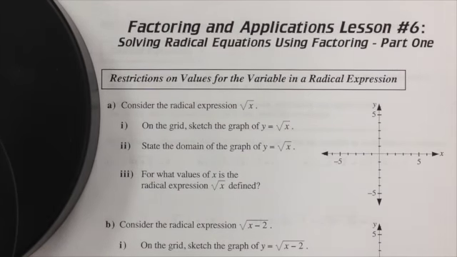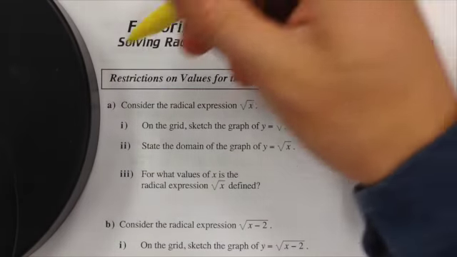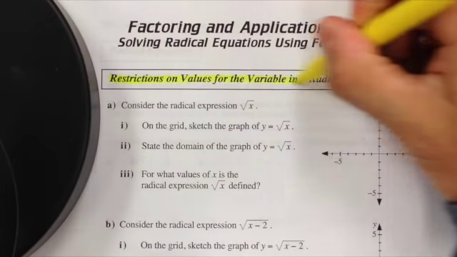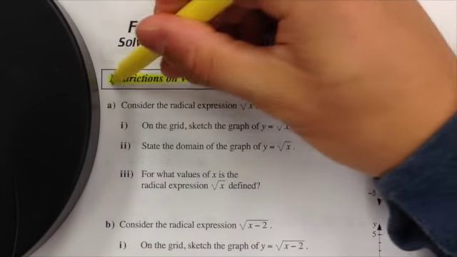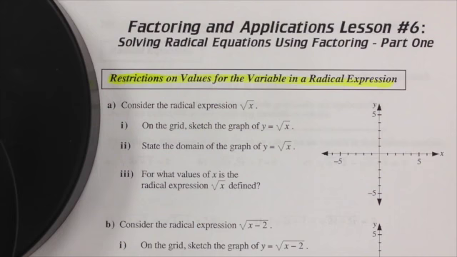Okay, so up to this point, we've looked at factoring binomials and trinomials, and today we're going to look at factoring and solving radical equations. Okay, so the first thing we're going to do is look at restrictions on values for the variables in a radical expression. When we do this, we're mainly going to look at the restrictions, and that restriction will give us the domain for our radical expressions.